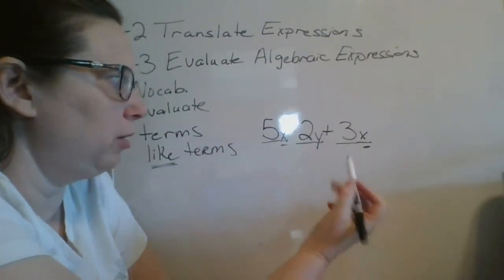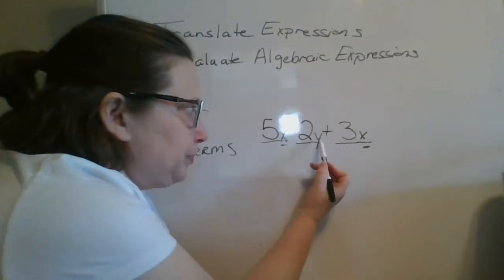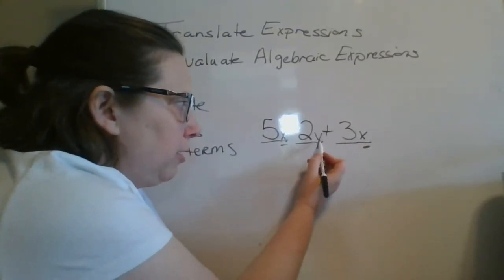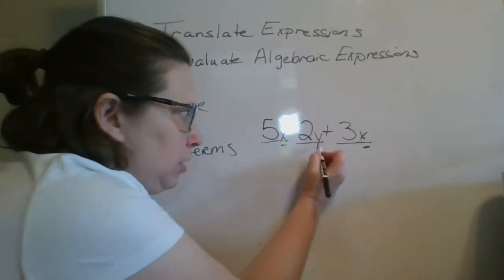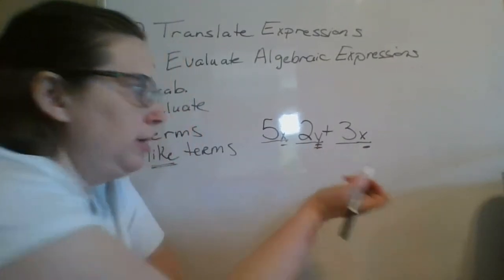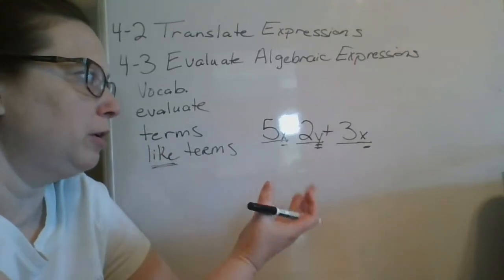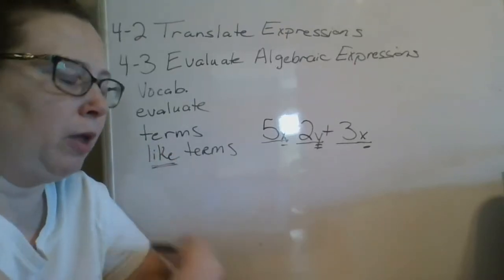If we don't have like terms, for example, this y here, if it has a different last name than our other terms, it is by itself. It doesn't have any other like terms. It's the only term with y.